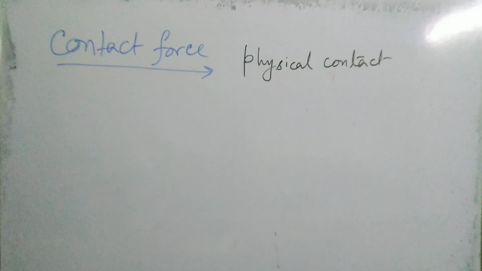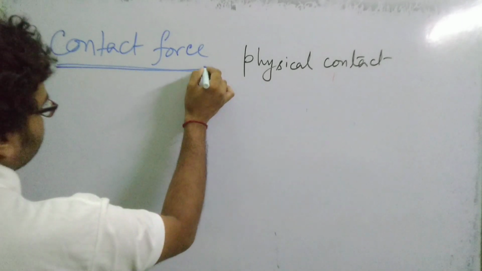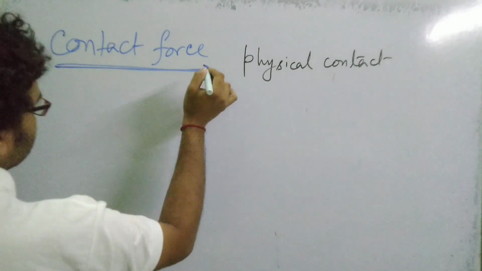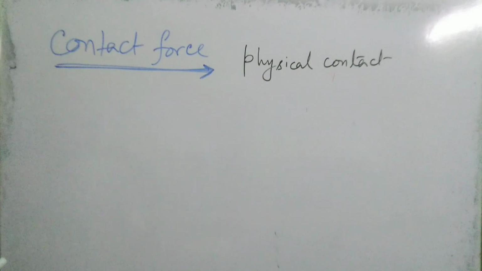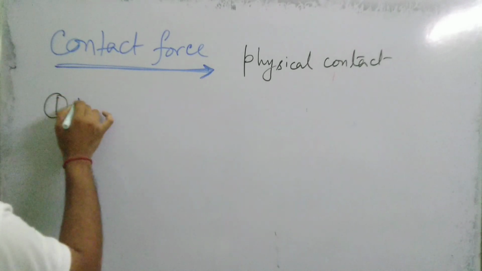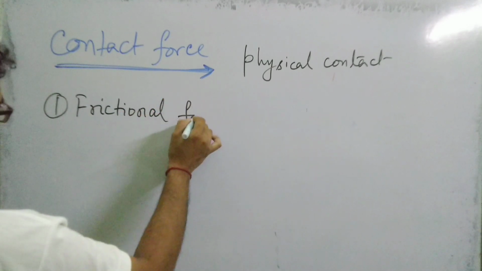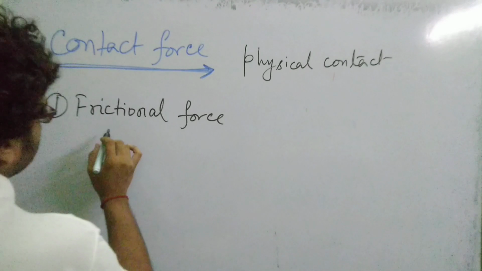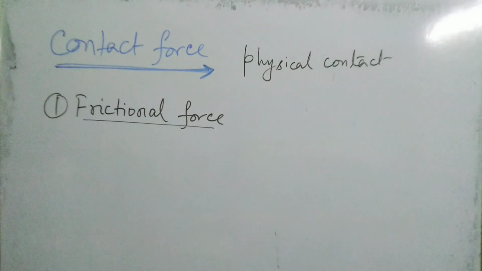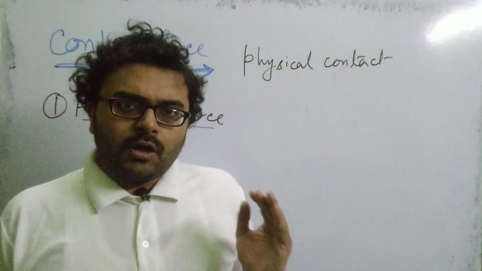The first kind of contact force that comes to our mind is very common, and you can easily find it around yourselves. The first kind of contact force is frictional force. Now what is this frictional force? Whenever you try to move a certain object over the surface of another, there comes an opposition.